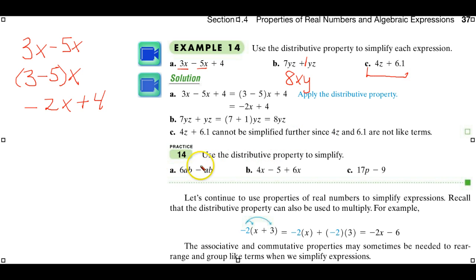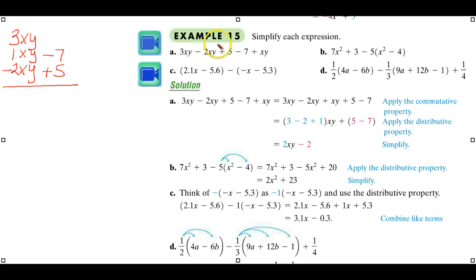And doing this, there's a 1 there, so this would be a 7ab. Here we have a 4x and a 6x. We only deal with the number part of the variable. That would give us a 10x minus 5, and here there wouldn't be any like terms.